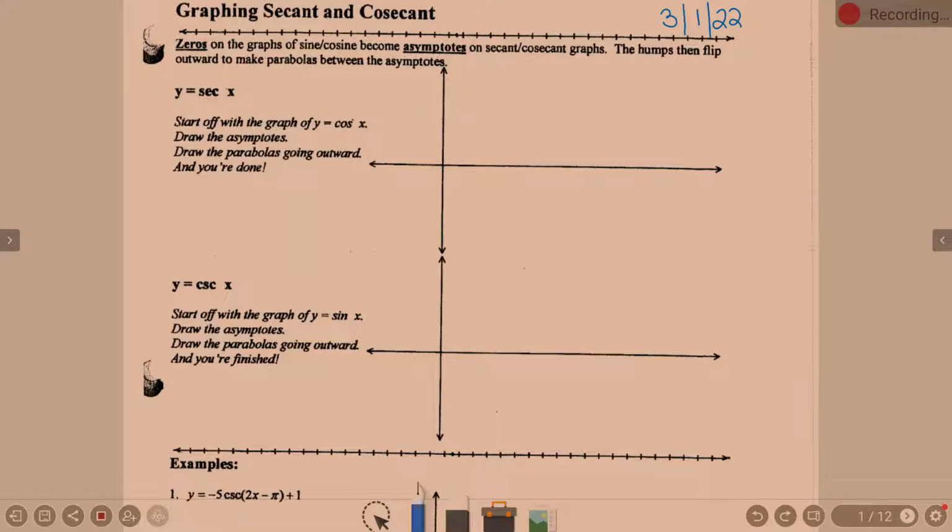We are graphing secant and cosecant today. In order to graph secant and cosecant, they are very much based on their reciprocals, sine and cosine. Now, if you're trying to find this in the book, this is in lesson 4.5. I call it lesson 4.5.1 because secant, cosecant, tangent, and cotangent are all in lesson 4.5. We are just focused on secant and cosecant today.